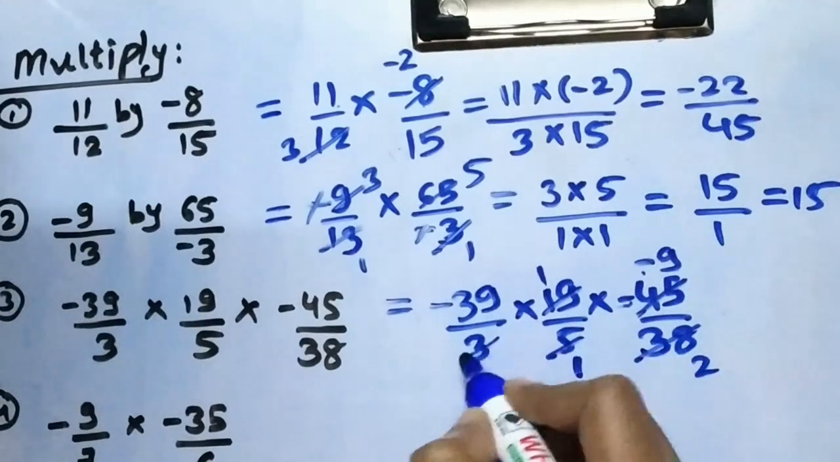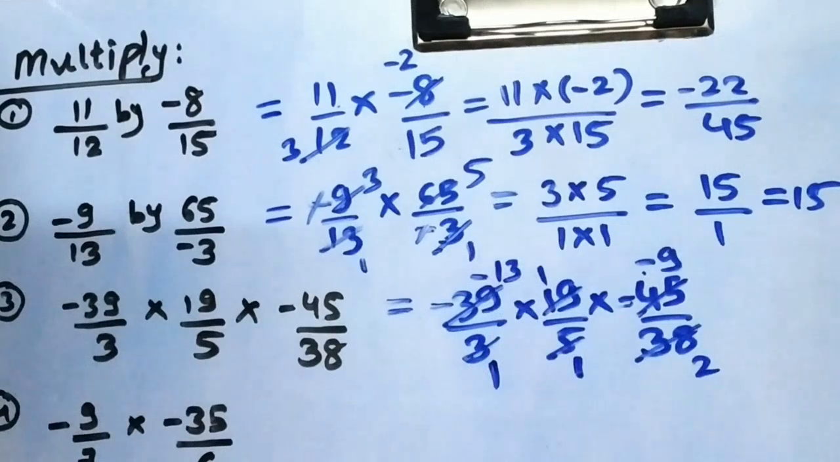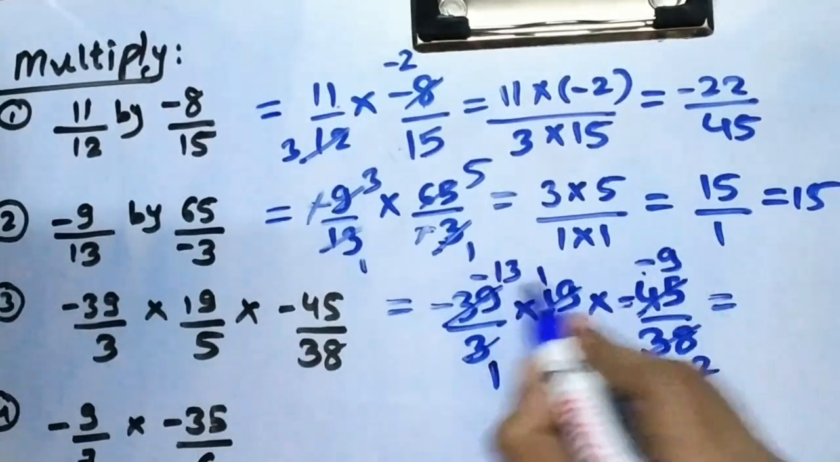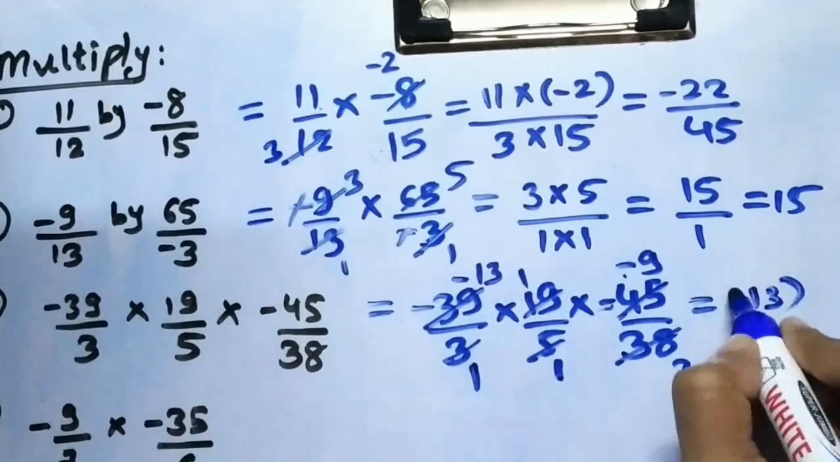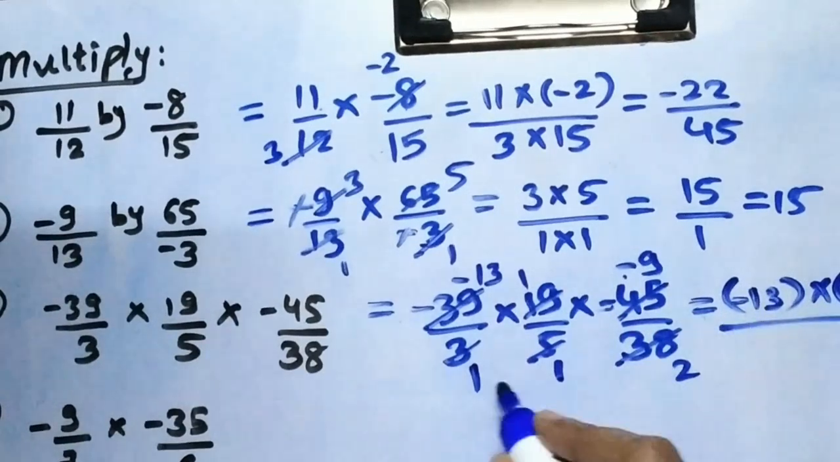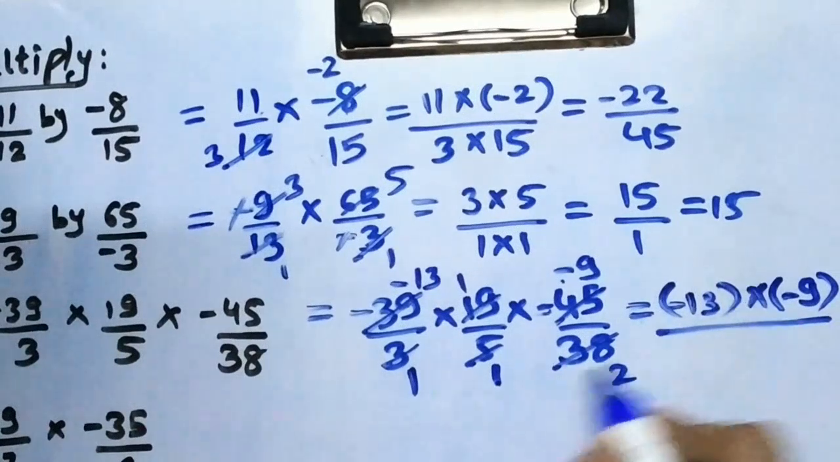And here you can say, friends, 3 1s are 3 and minus 3 13s are 39. So now whatever is left you need to write here. Here left minus 13 in the numerator, and here 1 left, and here minus 9 divided by 1 1s are 1 into 2. That means here just 2 is left, 1 into 2.